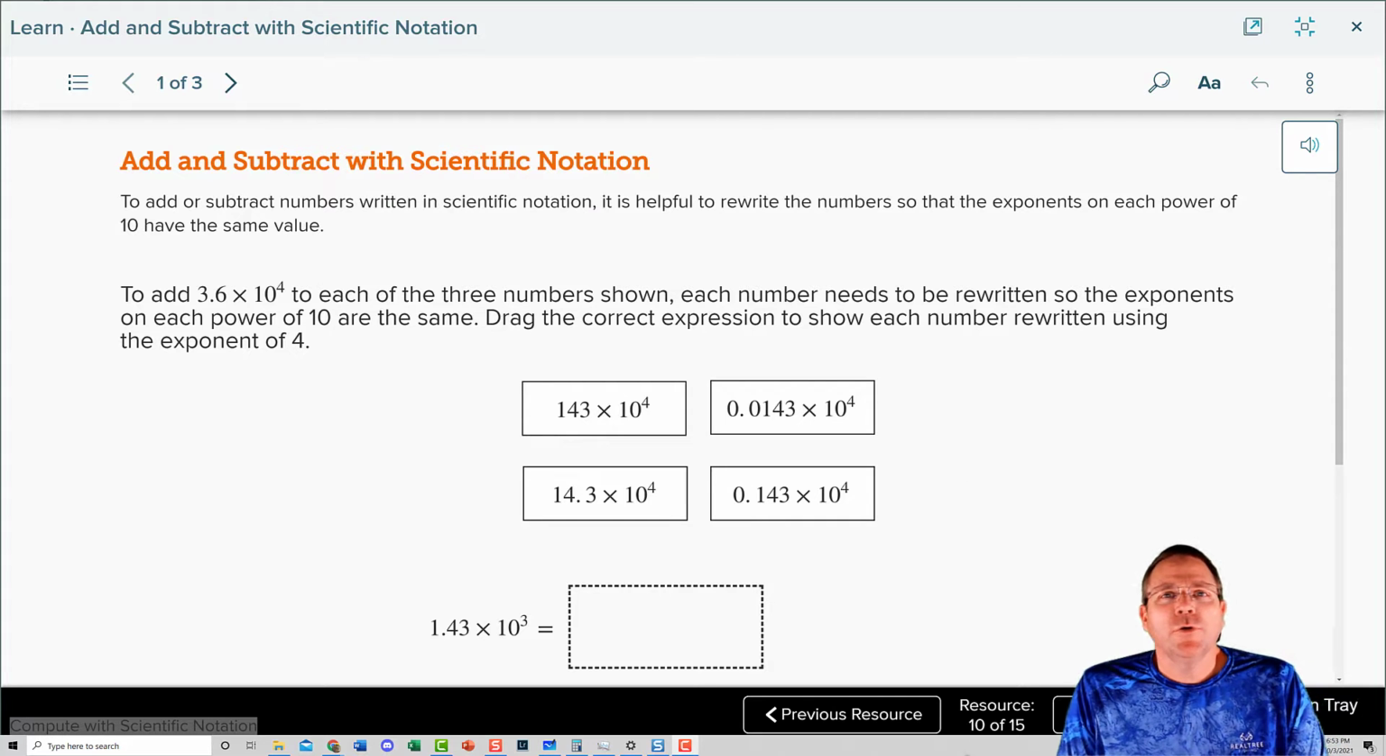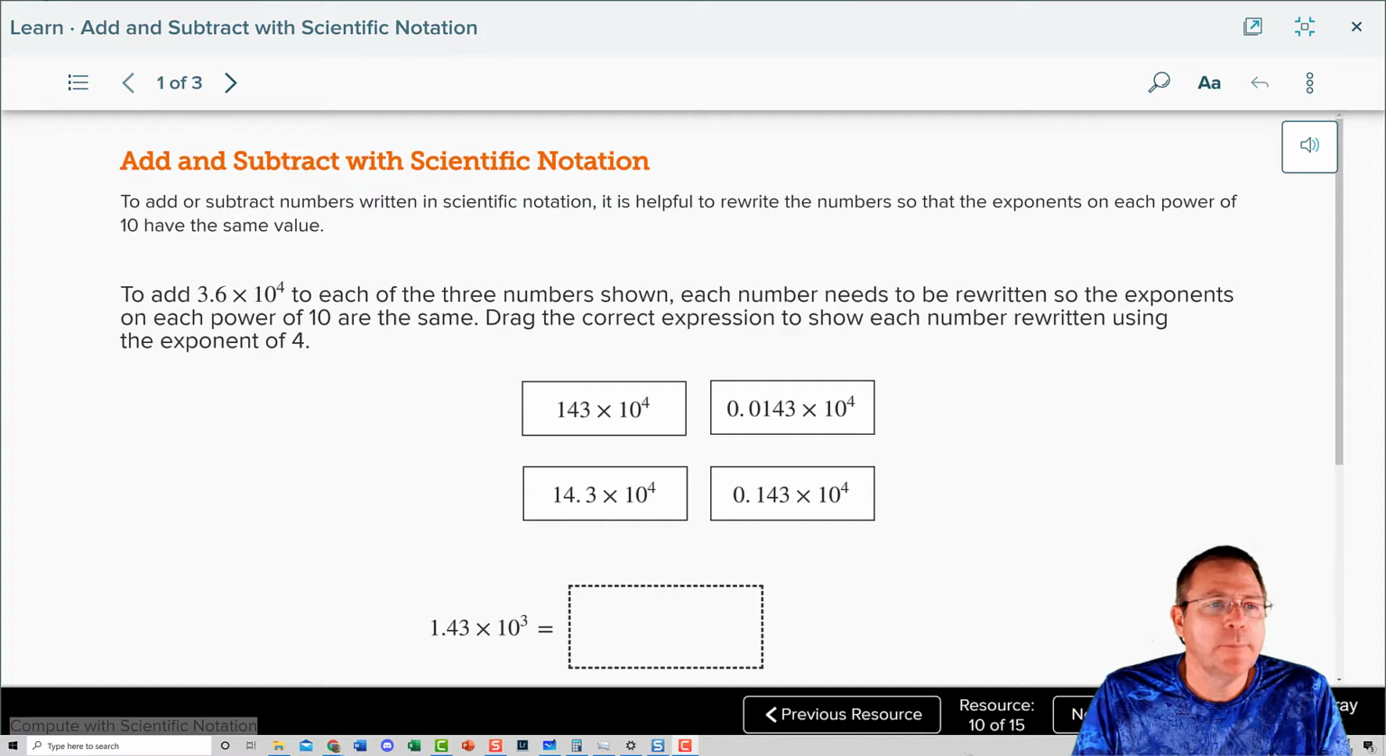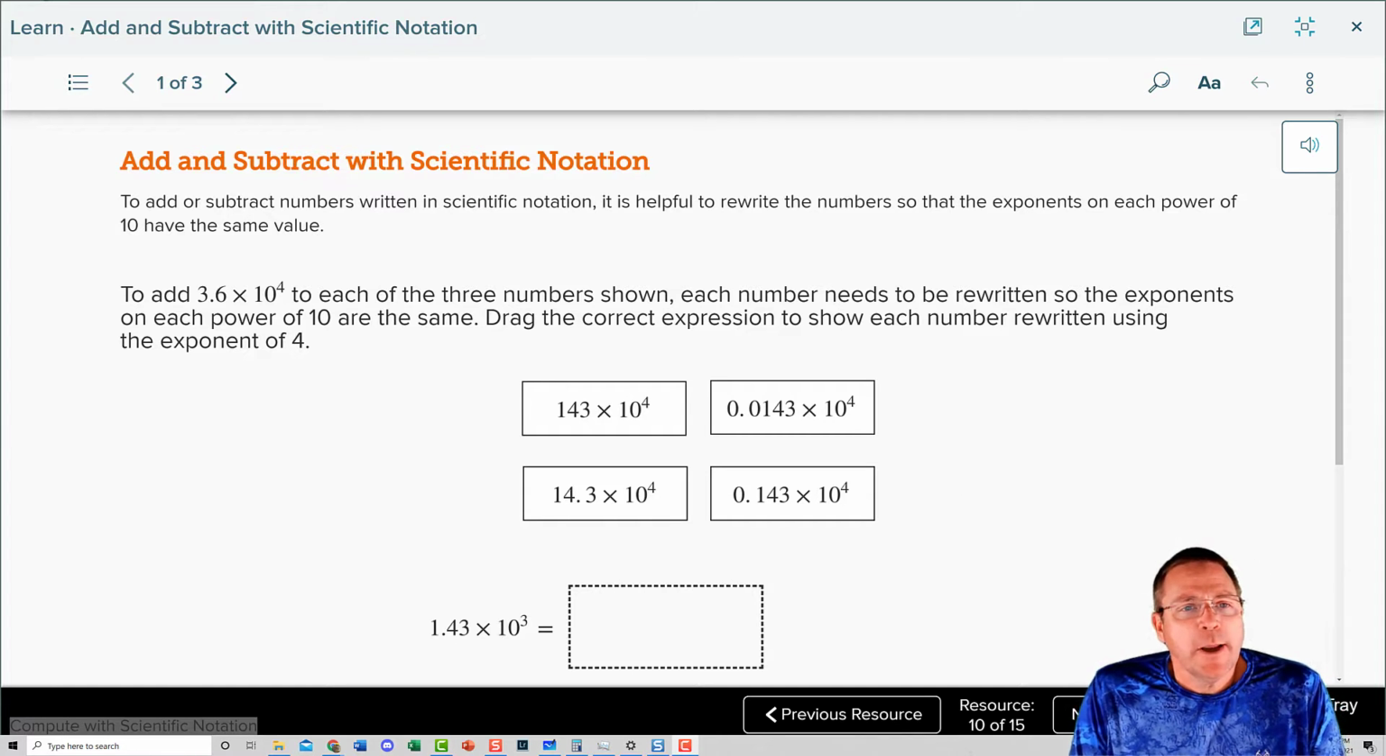Welcome back to part 2 of Module 4, Lesson 6, where we're dealing with computing with scientific notation. This will be the very last video in this module. Yay! To add and subtract numbers with scientific notation, it is helpful to rewrite the numbers so that the exponents of each power of 10 have the same value.